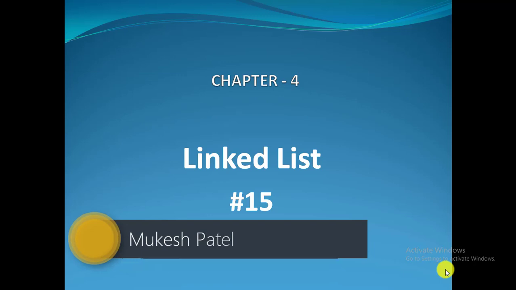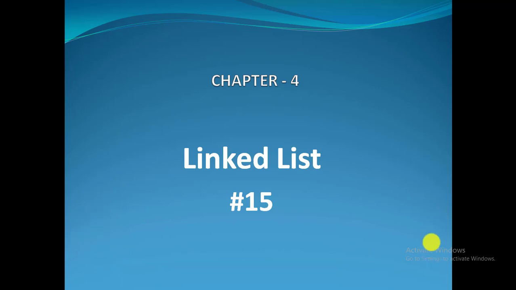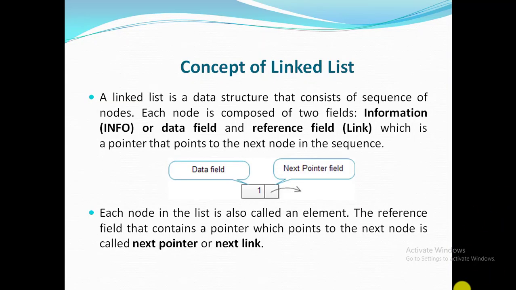Channel Explore Technology. Today we will discuss the topic linked list and the operations of linked list. First we will see what is a linked list. A linked list is a data structure that consists of a sequence of nodes. That means it consists of a number of nodes. Each node is composed of two fields, that is the information or data field, and the second one is the link field, which is a pointer that points to the next node in the sequence.